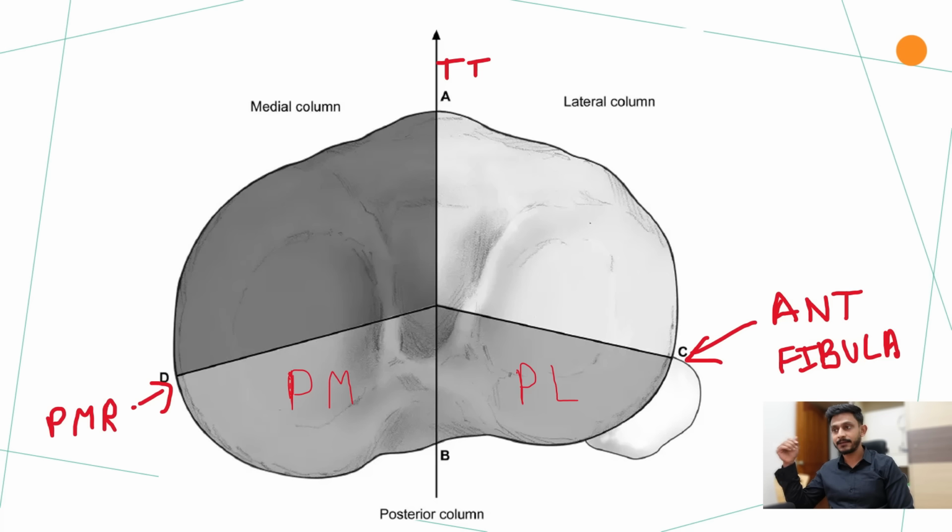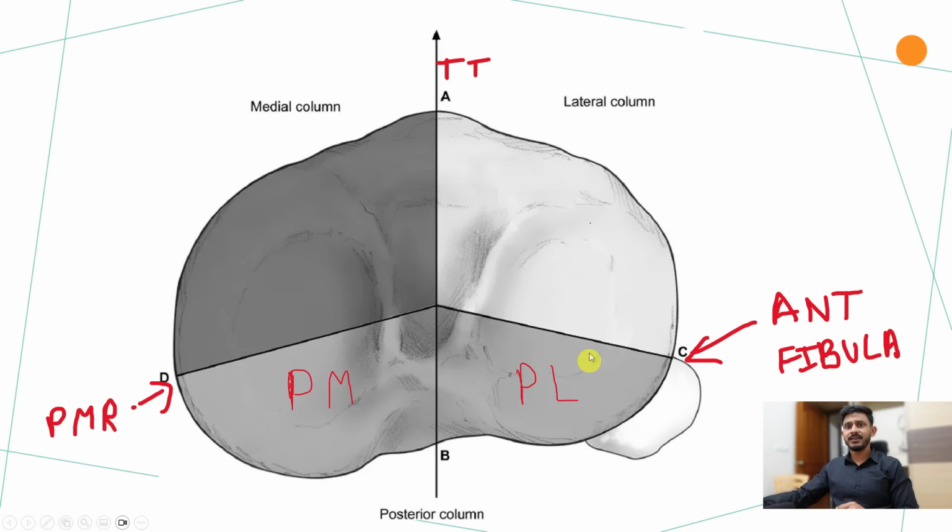Coming to the three-column classification, it was described by Luo et al. in 2010 when he found the weakness in the Schatzker classification. It is a CT-based classification where the axial cut in the CT is taken at the level of the fibular head. So how do we draw these three lines which divide the proximal tibia into medial, lateral, and the posterior columns?